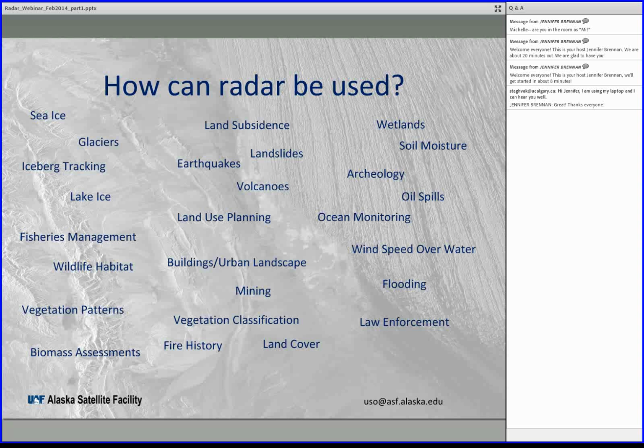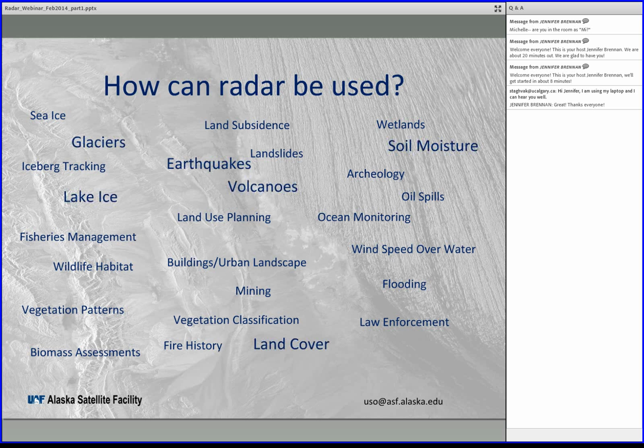Radar is being used in a number of disciplines, and these are just a few. Some use radar exclusively, while many use a combination of radar and other data, such as optical satellite data and field data. We will see how radar is being used in some of these disciplines as we move forward.